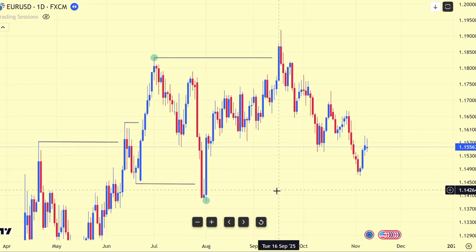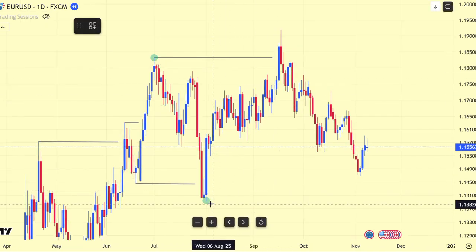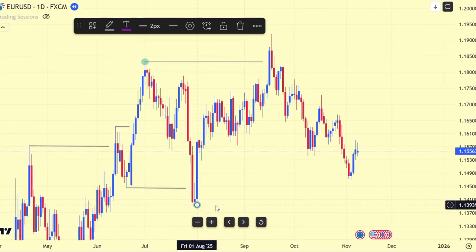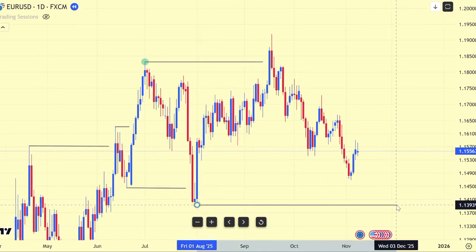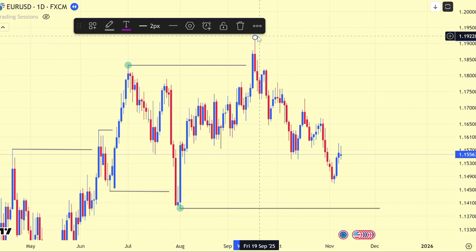And since we have a break of structure, we can clearly say that this here is the low of the trading range. Of course, that's the low of our trading range, and the high of the trading range will be this one here.